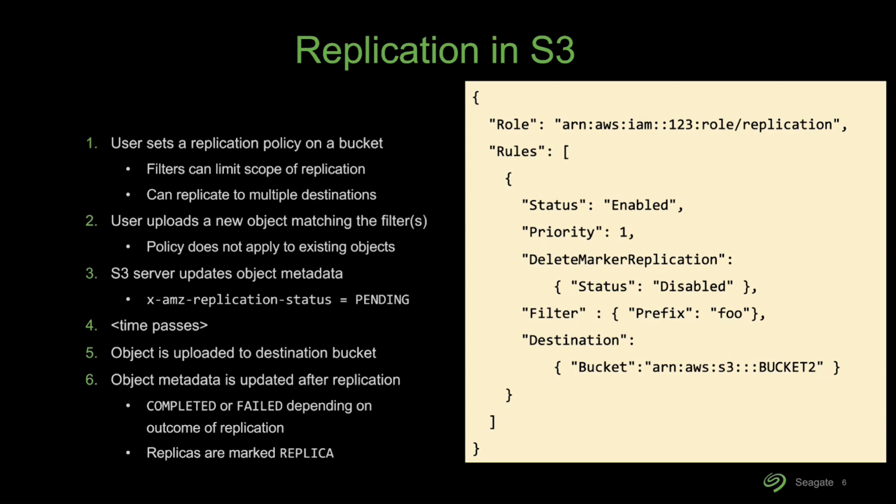And then after some time, that replication will happen in the background. So the object will show up in the destination bucket, and should have all the same metadata as the source object. And that metadata field, the replication status, gets updated once replication completes. It'll either say completed or failed. And then replicas are also marked so that they can be identified.